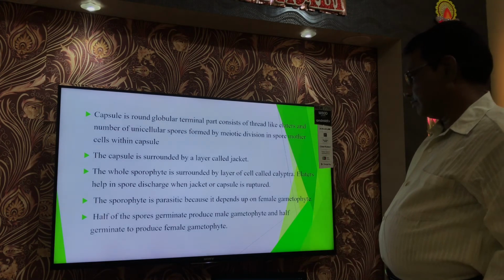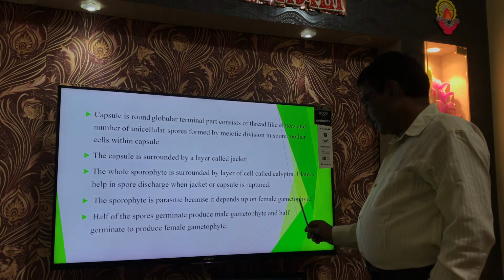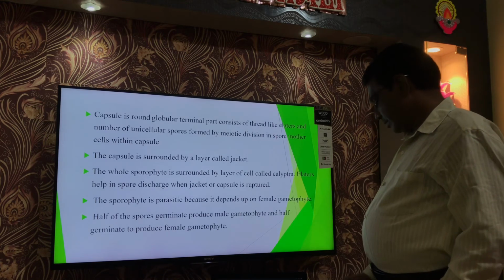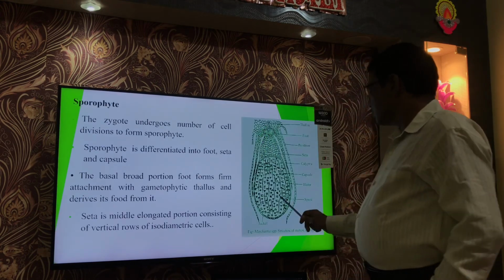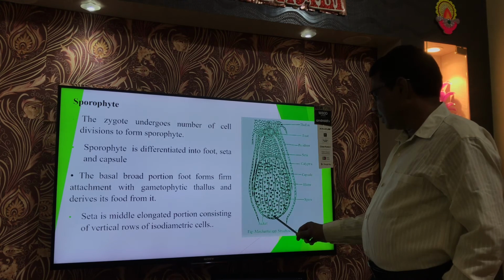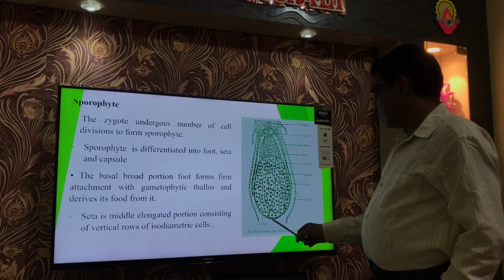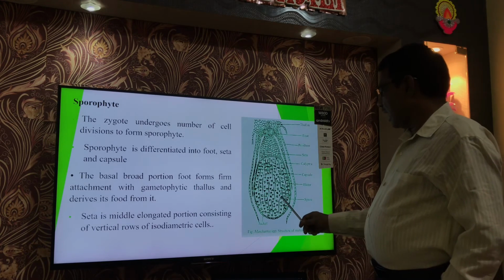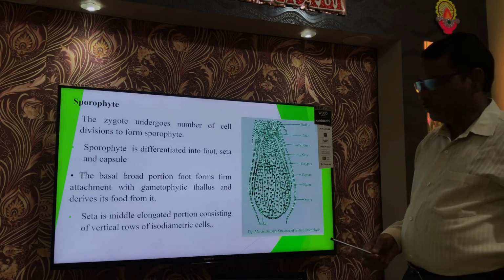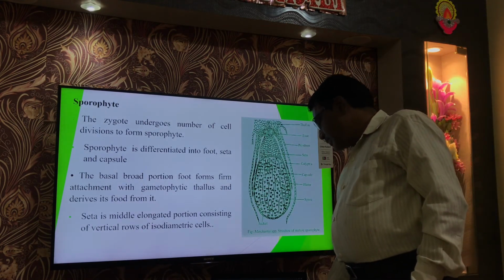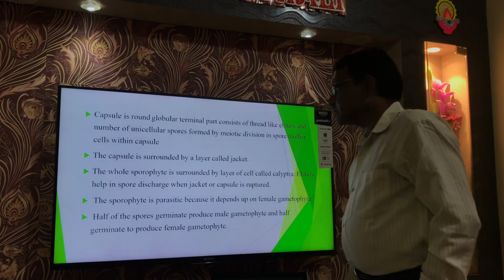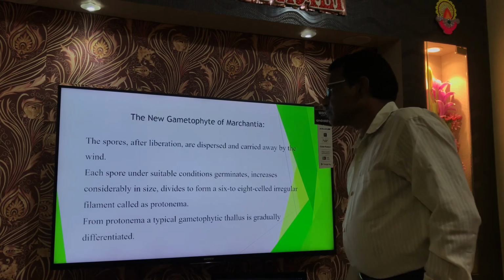Here the sporophyte, which is totally dependent on the gametophyte, is therefore called a parasite on the gametophyte, and the spores that are produced here in this capsule towards maturity are liberated outside the capsule by forming a slit, and half of the spores, 50% of the spores, usually germinate to develop into the male gametophyte, and 50% of the spores usually develop into the female gametophytic thallus of Marchantia. So this is about the sporophyte.